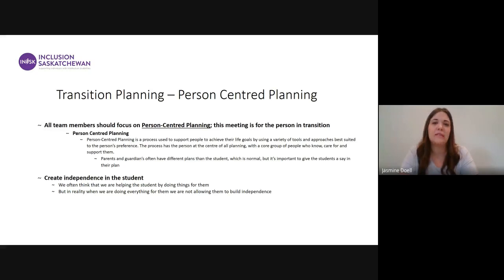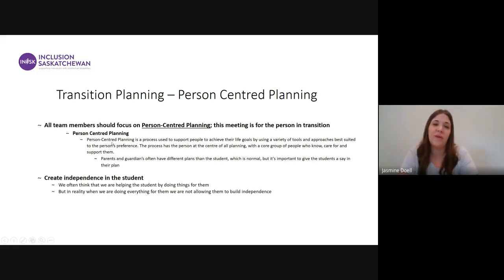And create independence in the student. So oftentimes we may think that we're helping the student by doing things for them, but in reality, when we are doing everything for them, we're not allowing them to build independence. It's important to promote independence while the student is younger. We want to make sure your son or daughter is building these skills when they're younger, because they will not always have someone there to help them. And then how often should meetings be called?